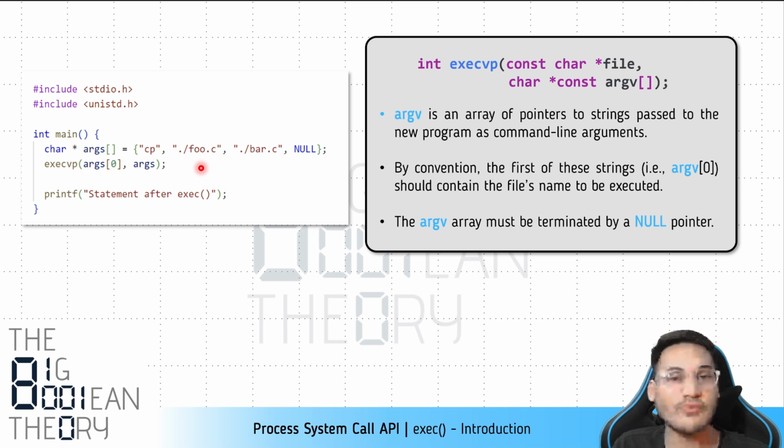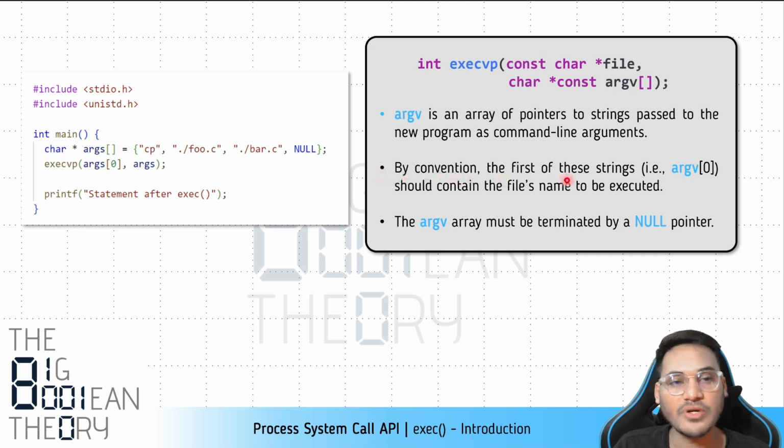So let us see the convention that is followed. These are the rules that you have to follow. Argv, that is the second argument, is the list of arguments that we need to supply to execvp. It is an array of pointers to strings, in this case character arrays, passed to the new program as command line arguments. Just like we pass command line arguments, all those arguments we will put in this array. By convention, there are certain rules that you have to follow.